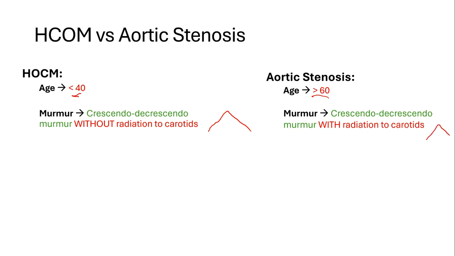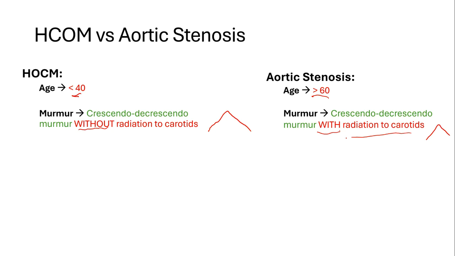The difference between these murmurs is that HOCM does not radiate to the carotids because it is not an intravascular or artery murmur. Thus, the vibration waves cannot resonate throughout the aorta and go to your carotids, whereas aortic stenosis is an issue with the aortic valve, which feeds into the aorta. This causes vibration waves to go through the aorta as well as the blood vessels, which can cause radiation of this sound to the carotids.